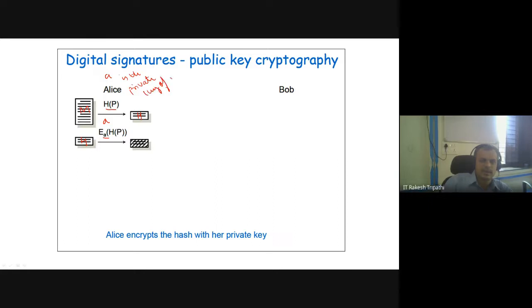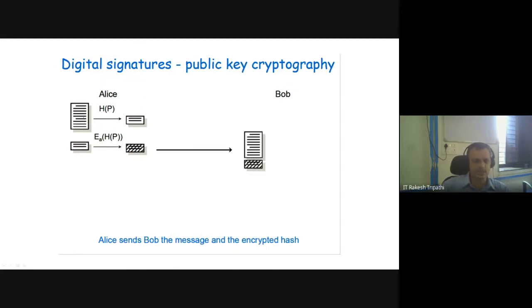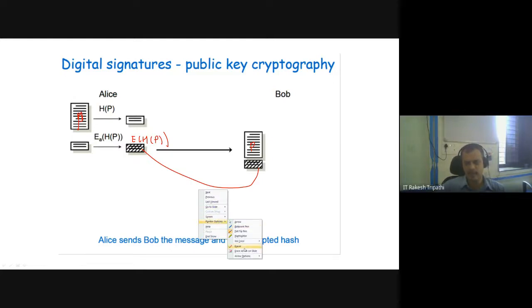A is the private key of Alice. Now, this encrypted hash I send along with the message. So this is the message, and this is the encrypted hash of message M, or you can call it P, the packet. So this packet I send along with the encrypted hash.